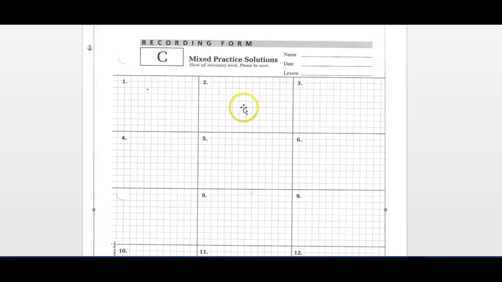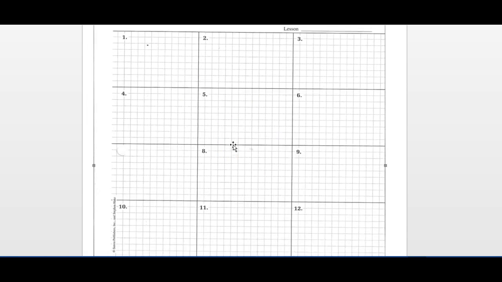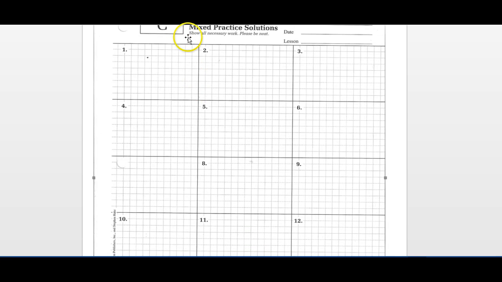So in the back of your tests and worksheets book, you'll find a recording form C. I don't know what exact page it's on, but it's somewhere in the back. You can pull this out and take it to a copy store and have them print the front and back, maybe 100, 115, and you'll have them for the whole year. If you do not want to do that, you may use notebook paper and add these lines in yourself.